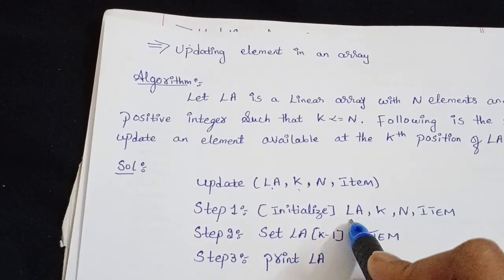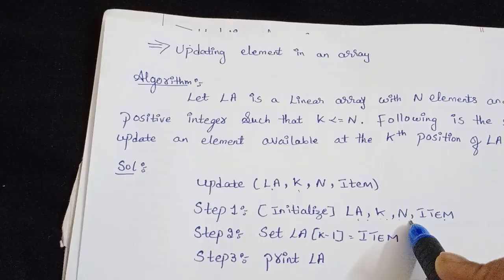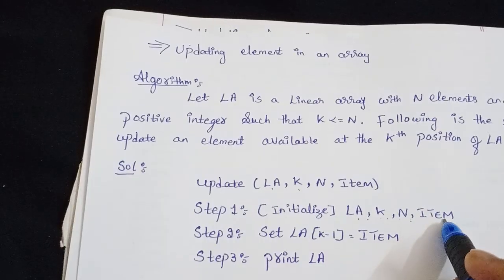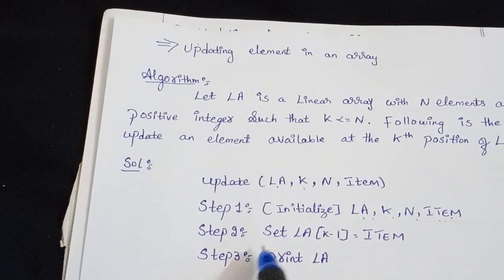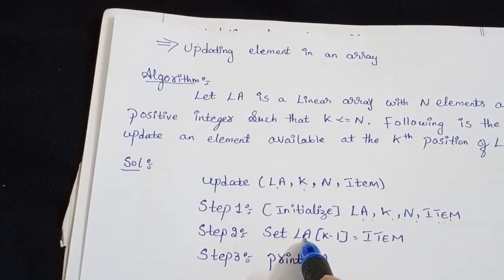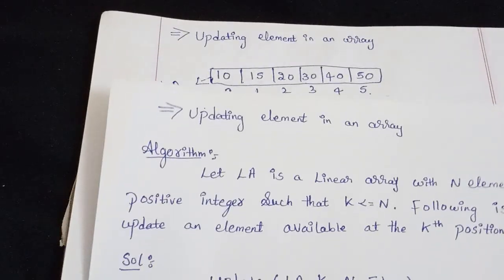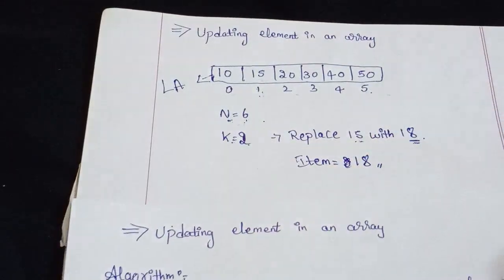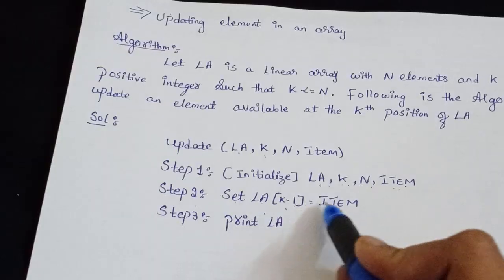If you want to use these variables, you need to initialize the value. LA means array, K means the position, N means the number of elements, item means nothing but the new value you want to replace. And next, step 2, they said set LA K minus 1 is equal to item. So we should go to step 2. What did they say in step 2? Step 2 they said set LA K minus 1 is equal to item.